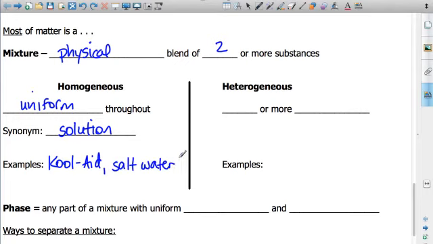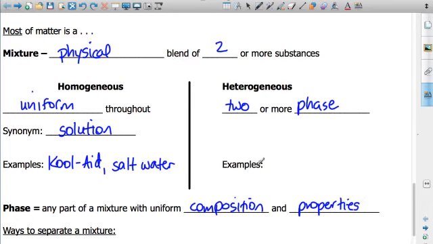Looks the same throughout. Heterogeneous mixture is defined as something that has two or more phases. So what's a phase? A phase is any part of a mixture with a uniform composition and uniform properties. An example of a heterogeneous mixture with two phases would be Italian salad dressing. Has the oil layer, the water layer, and the herbs mixed in that give it its flavor. If you let it sit, it separates into two layers, the oil and the water. That would be considered two phases. Oil is one phase, water is the other.